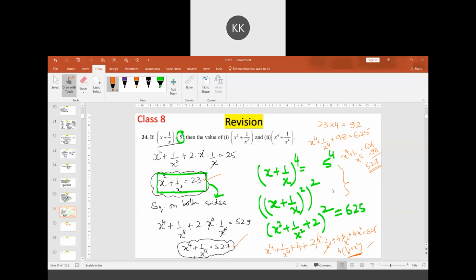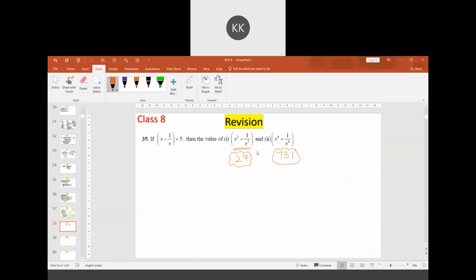I have no problem. But once again, we require this result now. Understood? Most of it is easy. You have understood why we are not doing to the power 4 directly? If you do to the power 4, again we would be requiring the x square plus 1 by x square value.